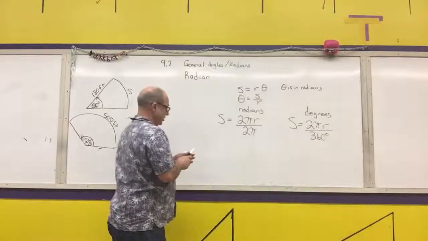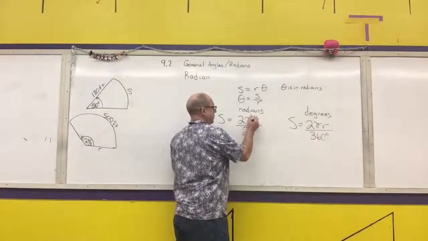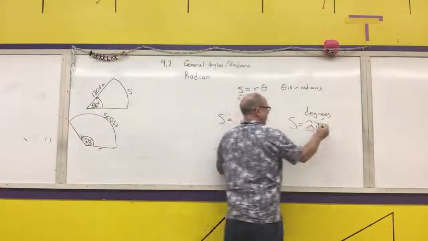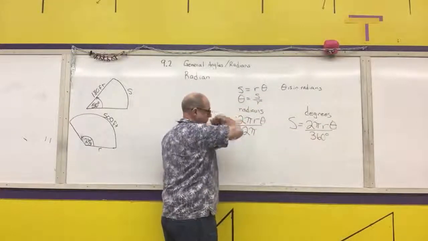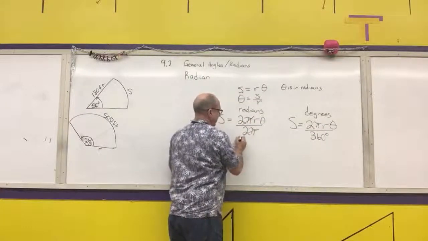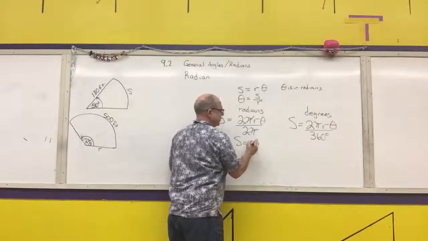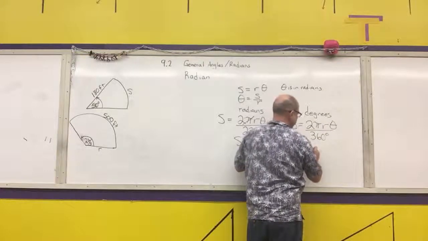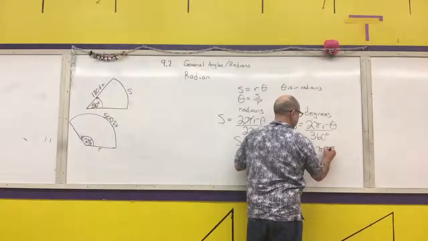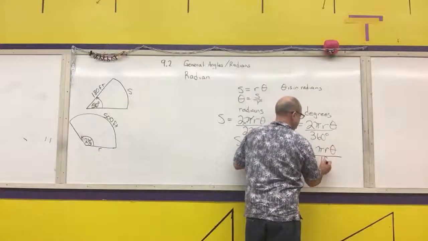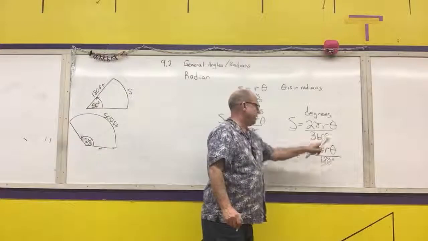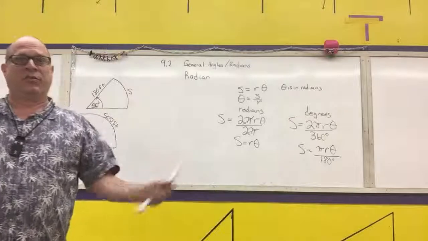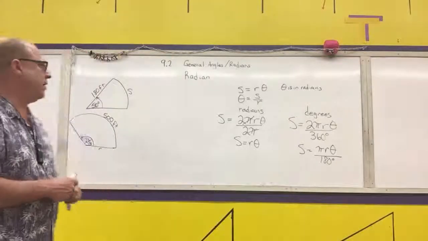So if I simplify each of these formulas, r times theta, I forgot my theta. So those would cancel, and I get s is equal to r theta for radians. I can do some canceling here. 2 goes into 360 180 times. And I'd get pi r theta divided by 180 degrees. I still don't memorize those formulas. I just use that relationship every single time.